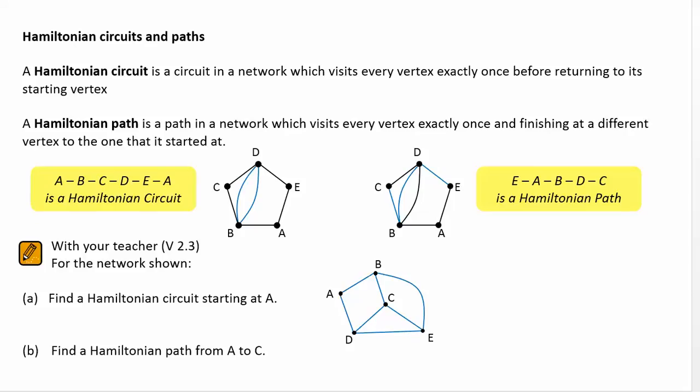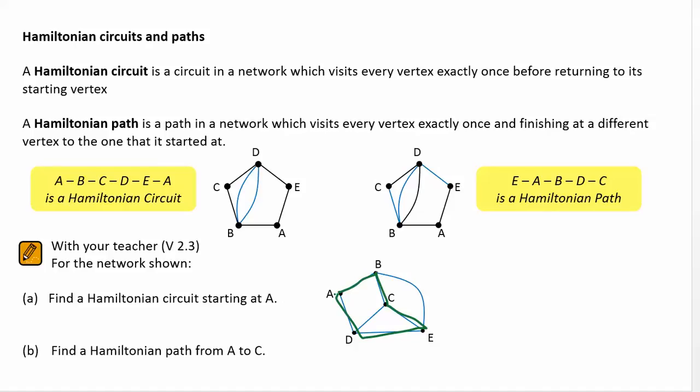A Hamiltonian circuit exists if a vertex can be visited once and only once before going back to the start. So in 2.3a, Hamiltonian circuit starting at A, and there will be a few alternatives here. I can go A to B to C to E to D and back to A.